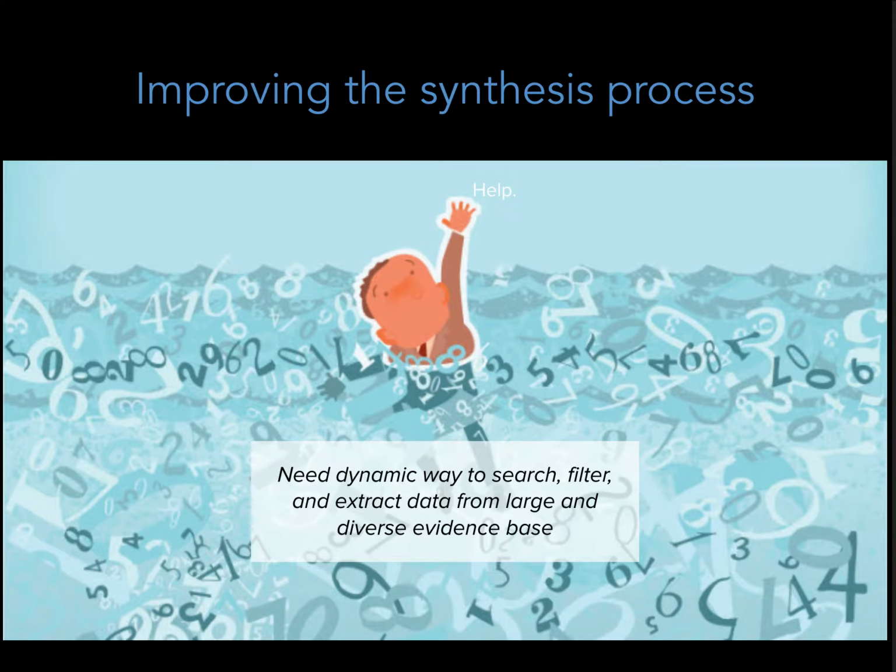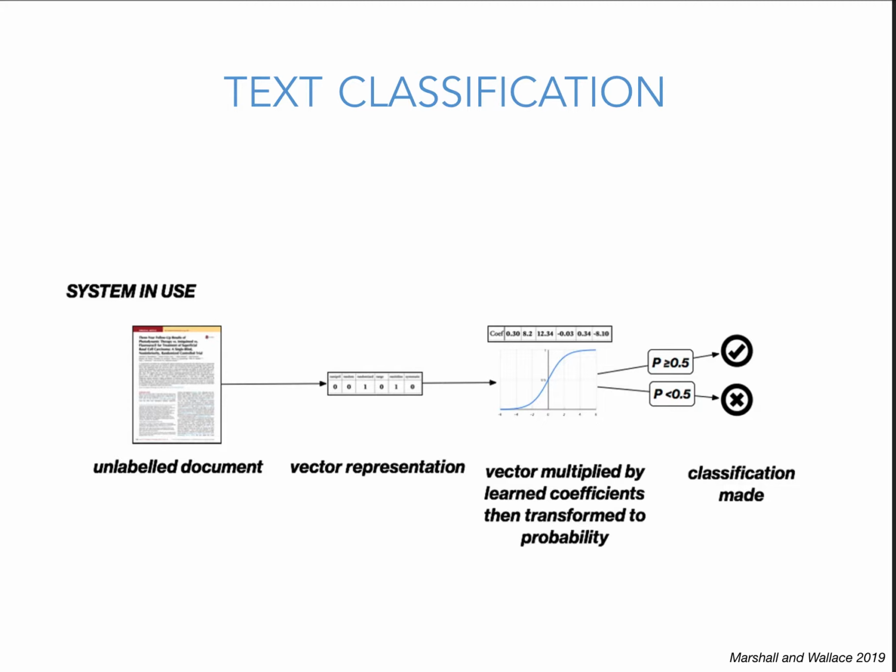The reality of the synthesis process is that as the evidence base is constantly growing, reviews will need to be updated. So with such an onerous process, what we actually need is a dynamic way to search, filter and extract data to keep up with the pace of scientific research. Machine learning technologies present a very exciting potential for solving some of these problems.